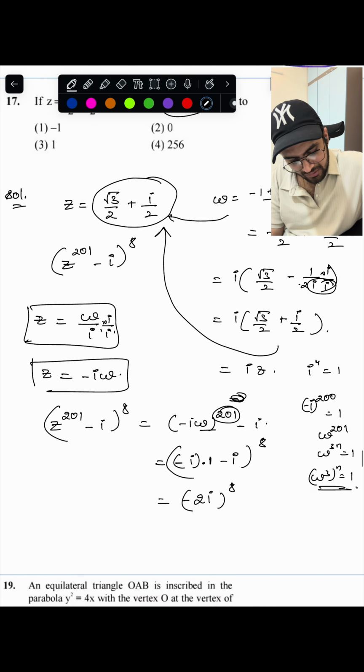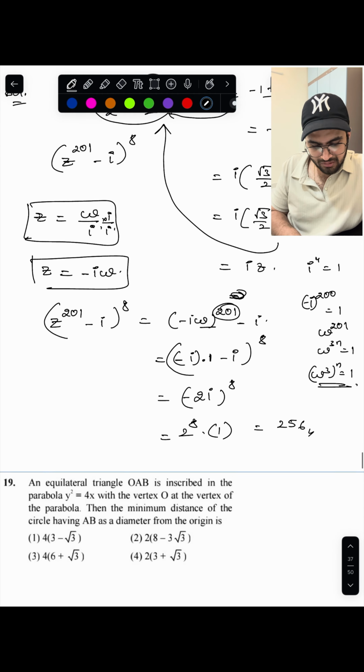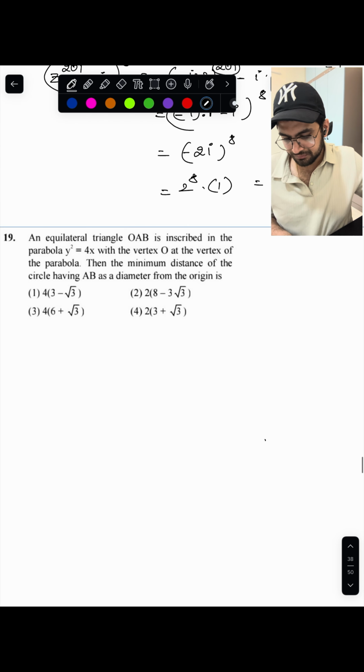So what you are getting? 2 power 8, so minus will be cancelled out. 2 power 8, i power 8. i power 8 means 1 only. So 2 power 8 means 256. So the answer must be 256. Very simple question. So let's move to another question.